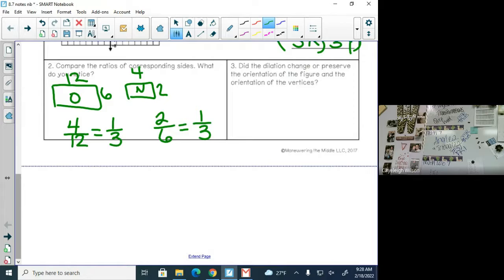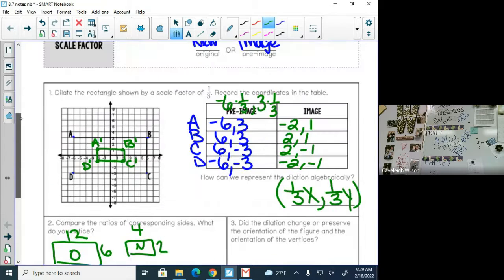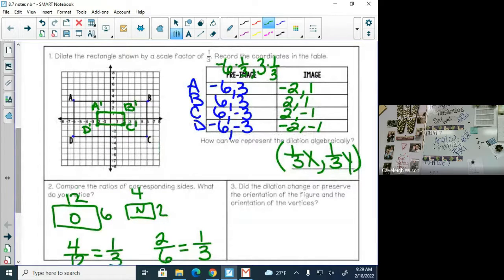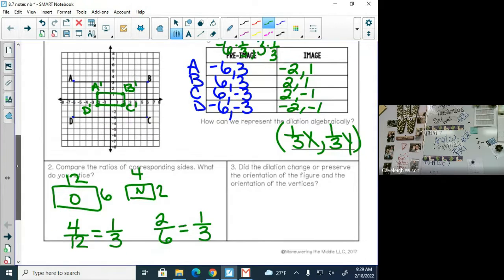Oh, yeah. All right. Number 3. Did the dilation change or preserve the orientation of the figure and the orientation of the vertices? Change orientation. Did the scale factor, the dilation, change the way the figure faced or the ordered pairs' location? No. Look, are they still facing the same way? Yeah. Are the A's, the B's, the C's, and D's in the same spot? Yes, so it preserved both.